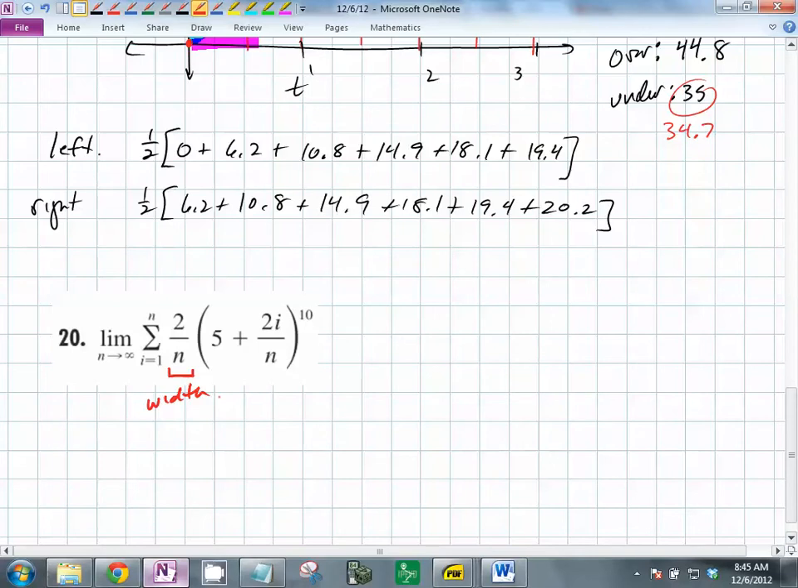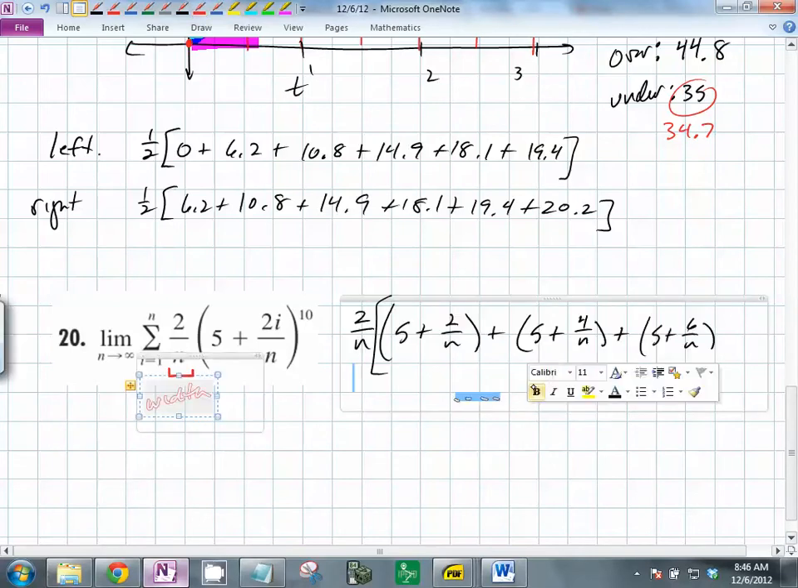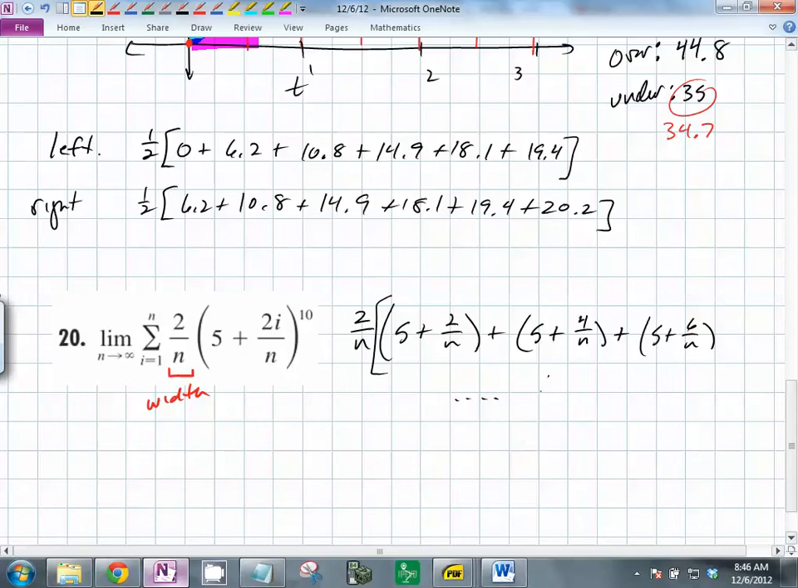So what's going on here? It's going to go all the way to 5 plus what? 5 plus 2 times n over n. Do you agree that that's the last term? i goes from 1 all the way to n. What does this simplify to? What cancels? The n's cancel and you're left with 5 plus 2 is 7.